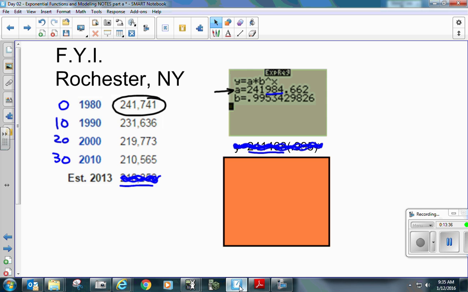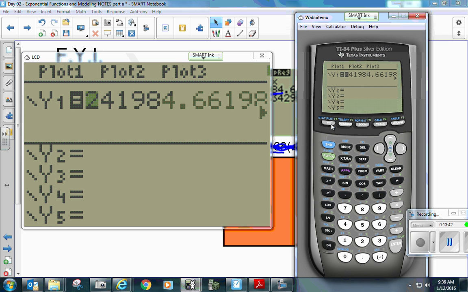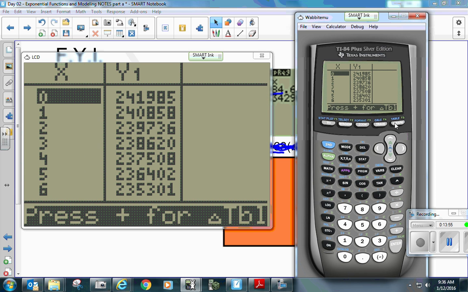Now, how can we tell what it's going to be for the year 2013? Let's go back to our calculator. If I go to y1, beautiful, this is all in our y1. Where do I go? Where should I look to find the values? The table. The table. Oh, you guys are crazy.